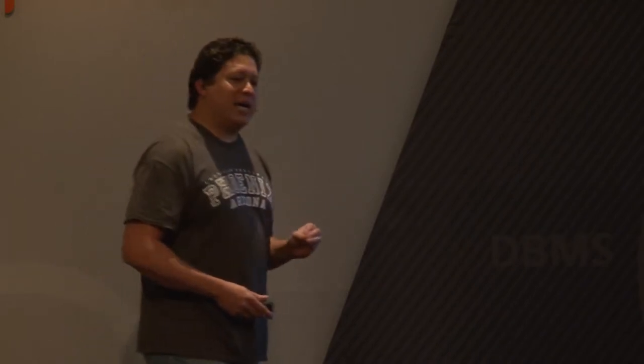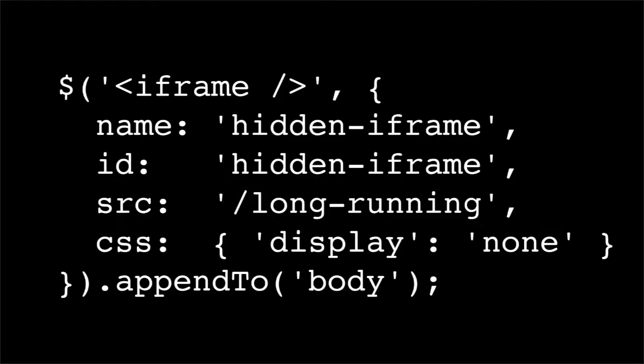I'm going to show you a demo of it with something called Sinatra, which is a Ruby framework for web development, which makes the examples very short and simple. With iframe, you have to embed an invisible iframe into a page, and that looks like this. I'm using jQuery to create an iframe tag that is going to ask with a GET request for something from the server, and I'm going to make it invisible and attach it to the body of the page.